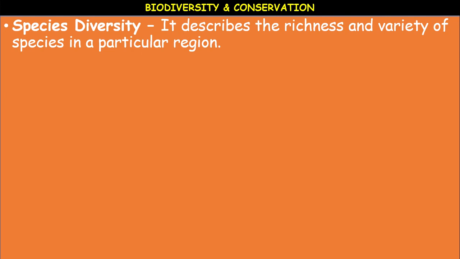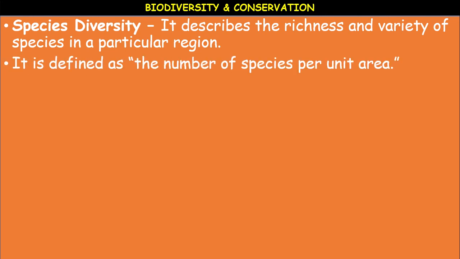Species diversity. Okay, the source of biodiversity is of three types. One is genetic diversity, second one is species diversity, and third one is ecological diversity. Okay, the second one, species diversity. It describes the richness and variety of species in a particular region. It is defined as the number of species per unit area.